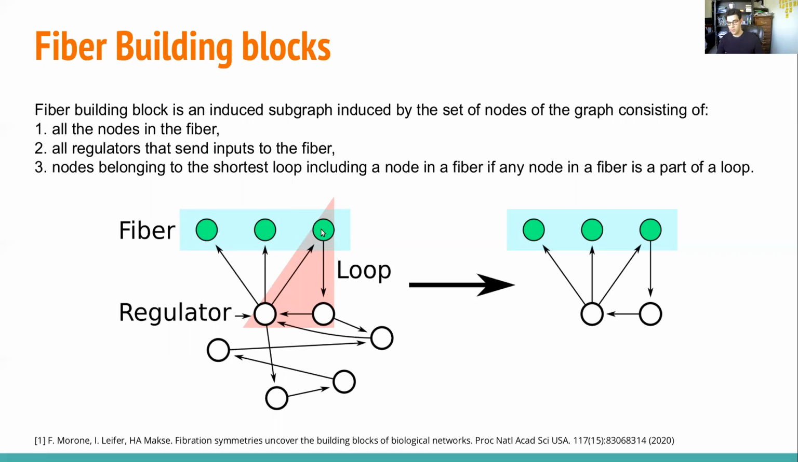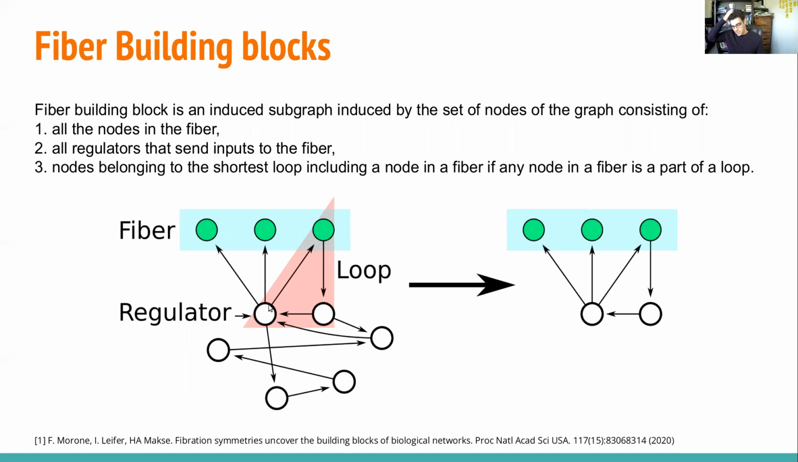So in this case, this green node is a part of this loop here, and we include this node here in the building block. So we can find the fiber building block here, this is it, corresponding to this green fiber. And we know that there is a longer loop here and it's not included.